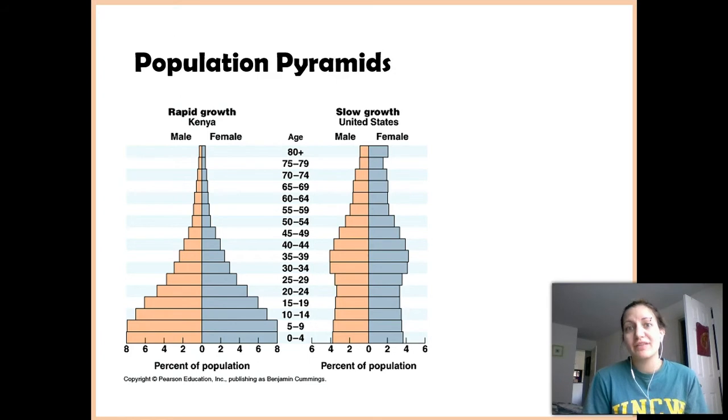You have other countries like the United States that exhibit slow growth. So thinking about, if you look at this, the number of children we have is around 2. We're about the same, that replacement level or that 0 population growth. You can see trends, females are living longer than males.